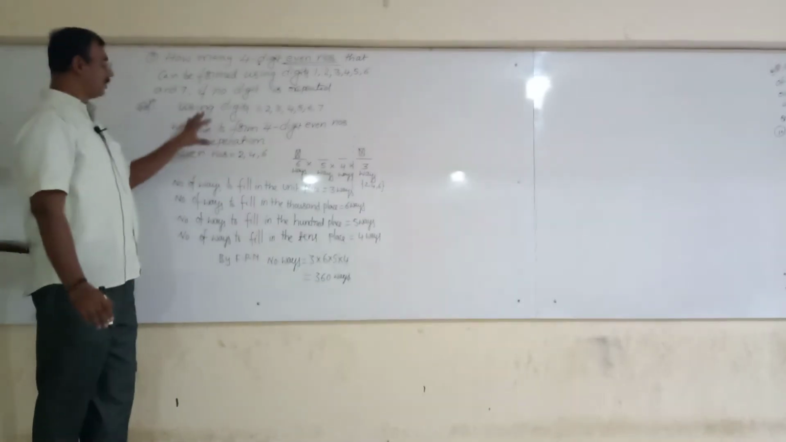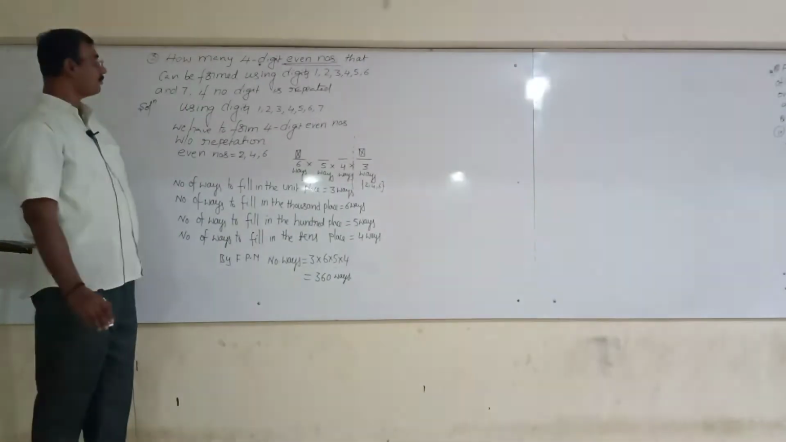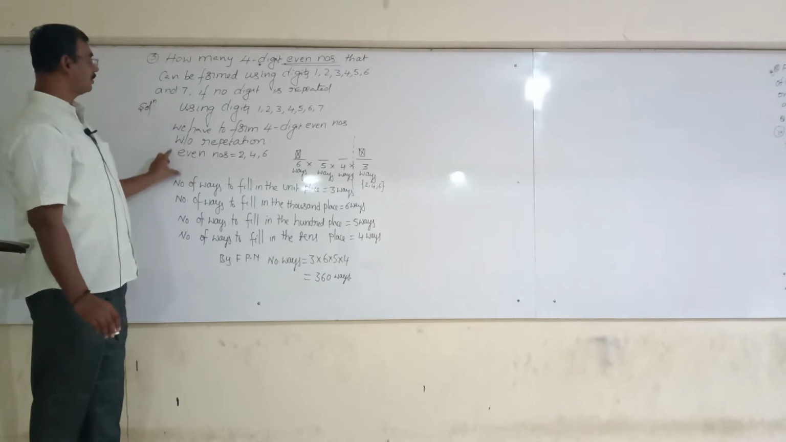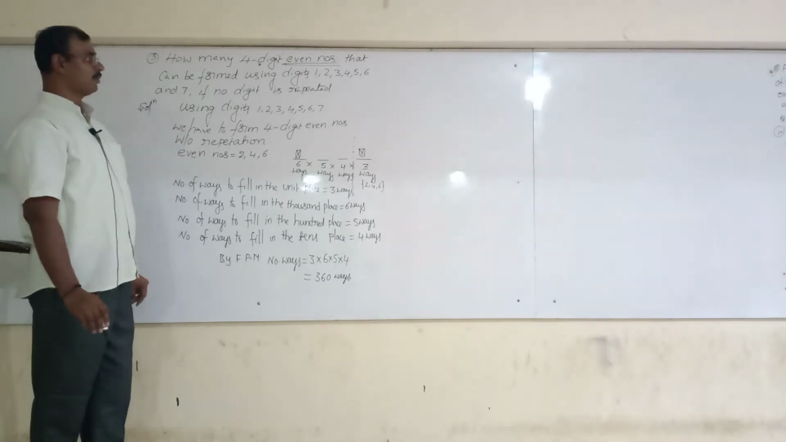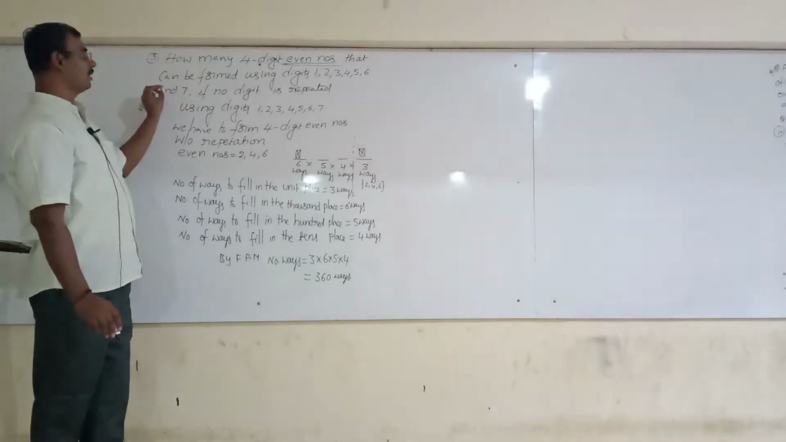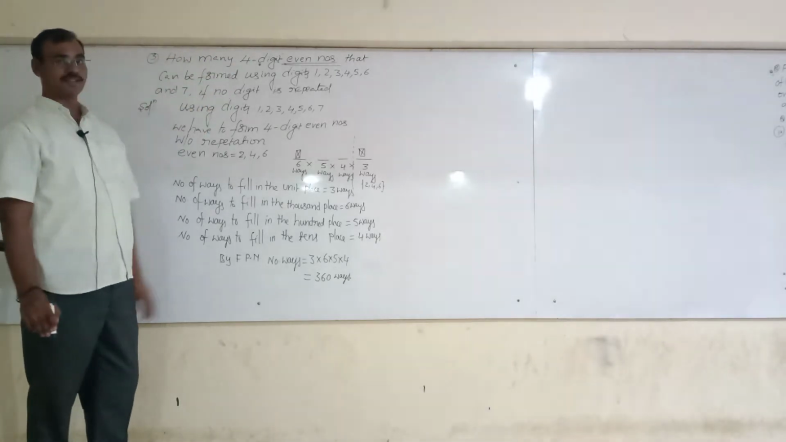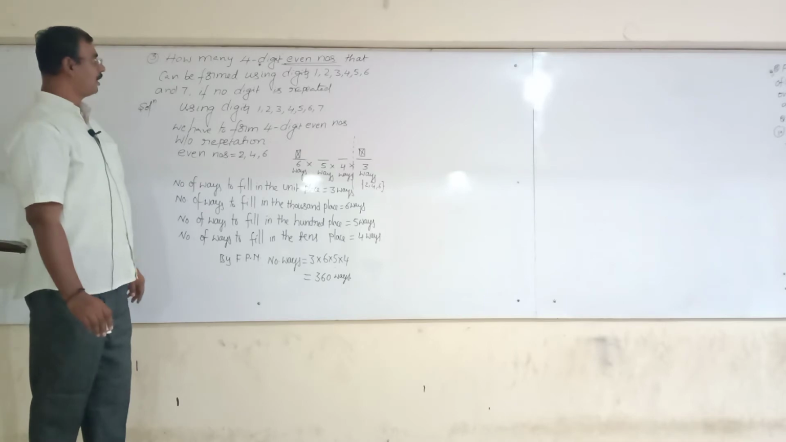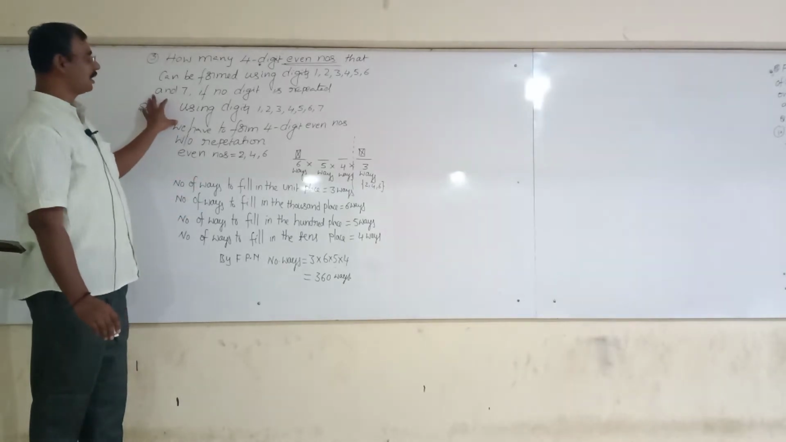I hope that you understand this problem. Okay, it is clear. Shall we do one more question of the same model? How many 4-digit even numbers, with the repetition condition, a repeated model problem. Shall I give this one?